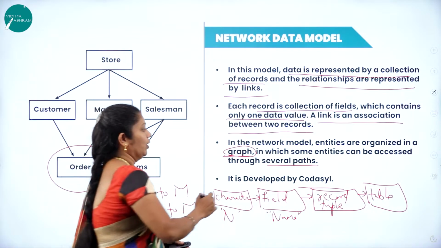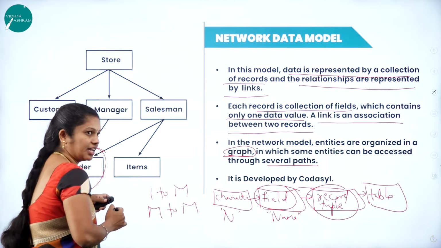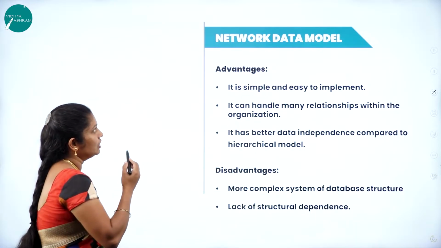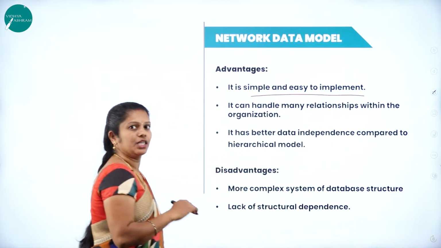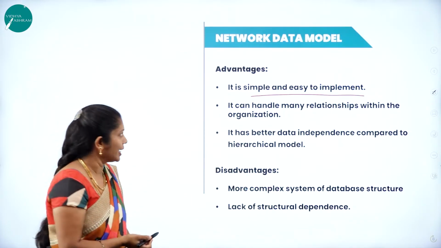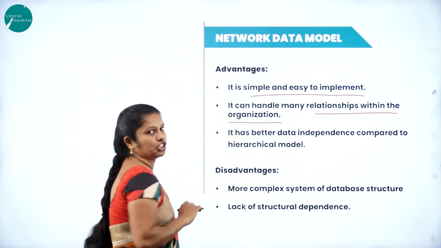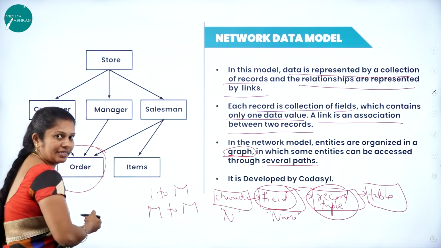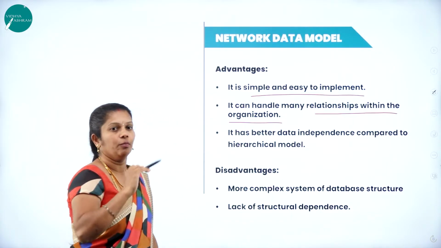Okay, now in this we have records, fields, all the data. Everything is arranged in the format of one-to-one as well as many-to-many options. When you come to advantages, it is simple and easy to implement. Wherever I want, I can insert the record, and wherever I want, I can access it. It can handle many relations within the organization. See here, one-to-one or one-to-many relation is there. That's why the relationships within the organization will be more here.